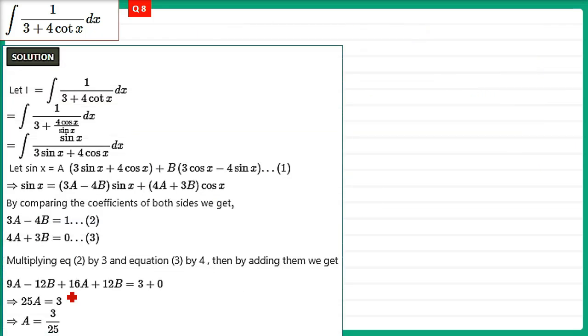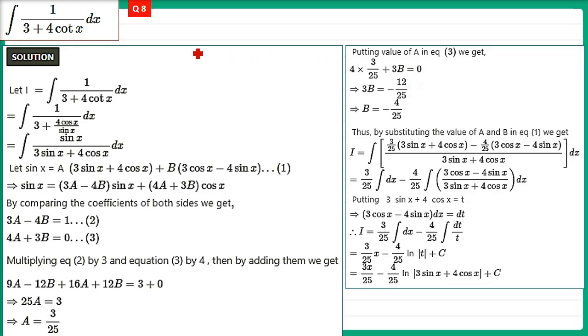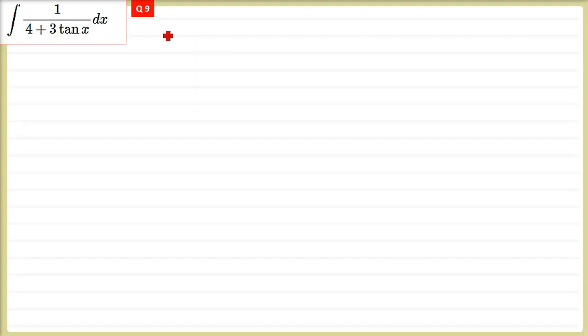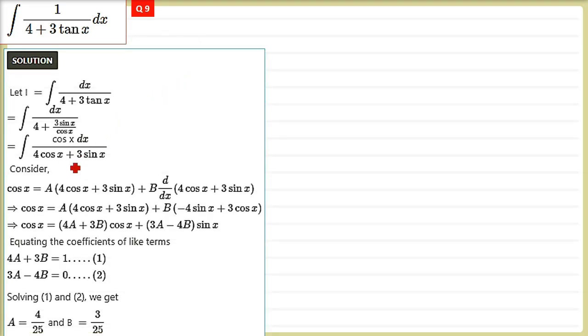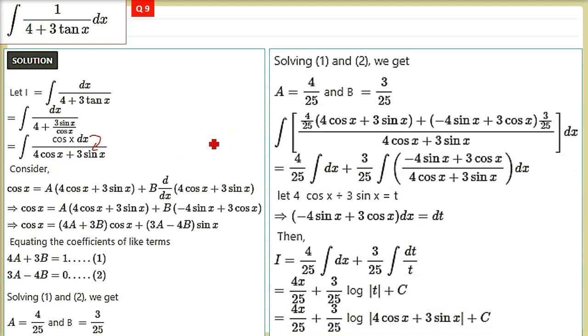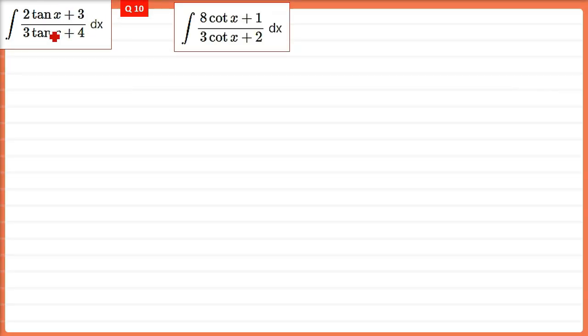So this is the reference of this question, 1 by 3 plus 4 cot x. And the main thing is to convert cot x into cos by sin. And this question, which I was talking about earlier, has the same way of doing it. Here you just have to convert tan x into sin x by cos x. And the reference is in front of you, if you want to do it by yourself. Otherwise, just let me know and we will deliberate upon this. Okay, the next question is like this: 2 tan x plus 3 divided by 3 tan x plus 4.